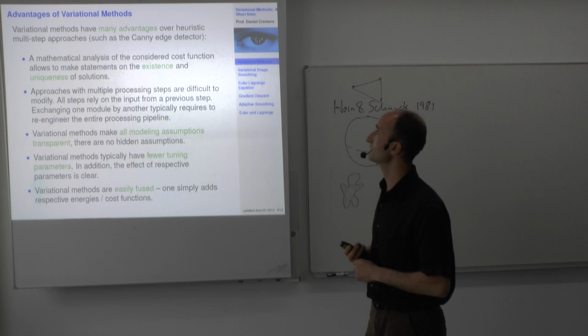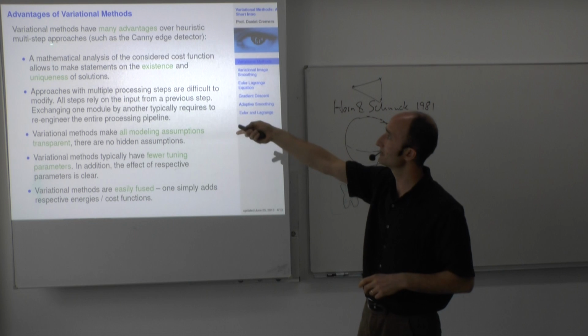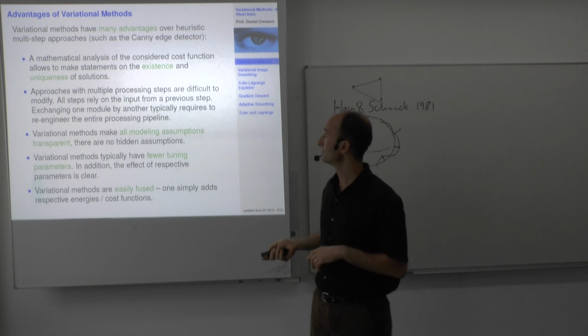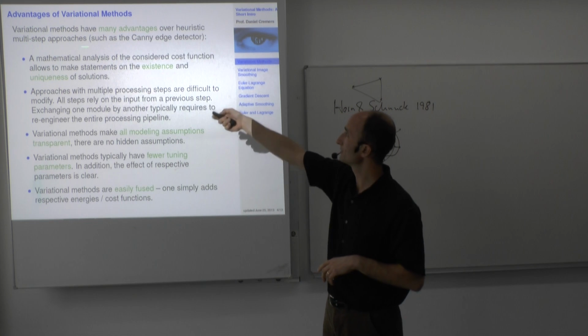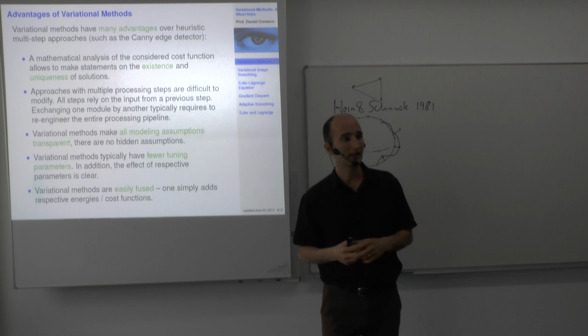Why are variational methods good? They have many advantages, in particular when you compare variational methods over these heuristic multi-step approaches. You may not be so familiar with, does anyone know the Canny edge detector? It's like a standard edge detector.